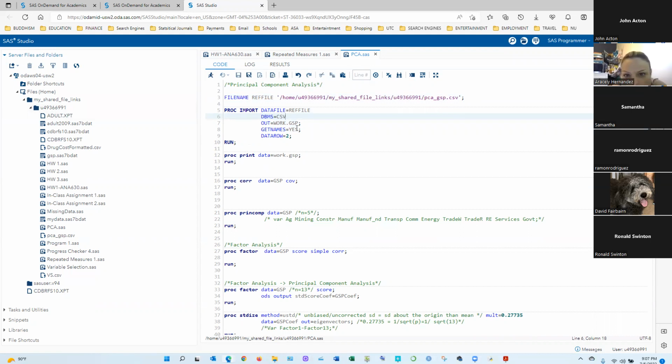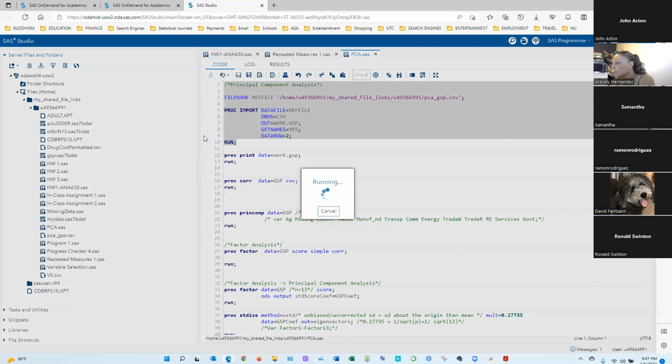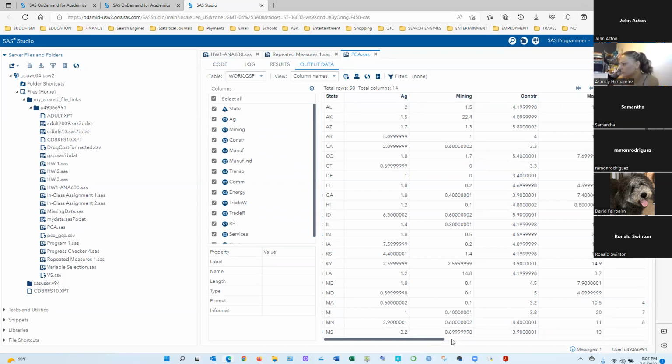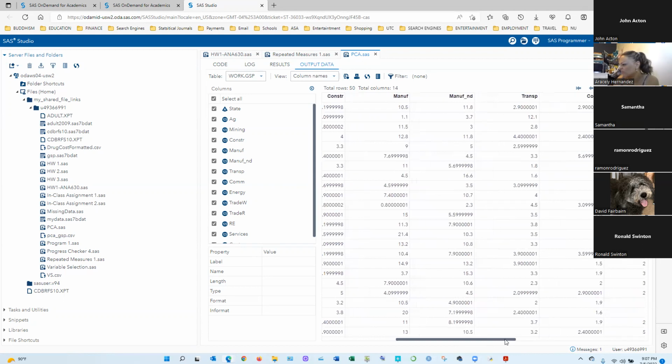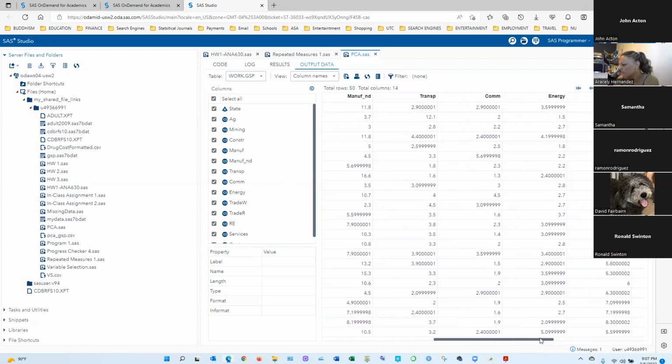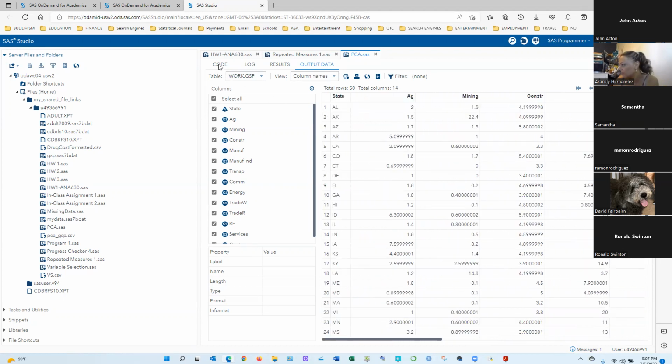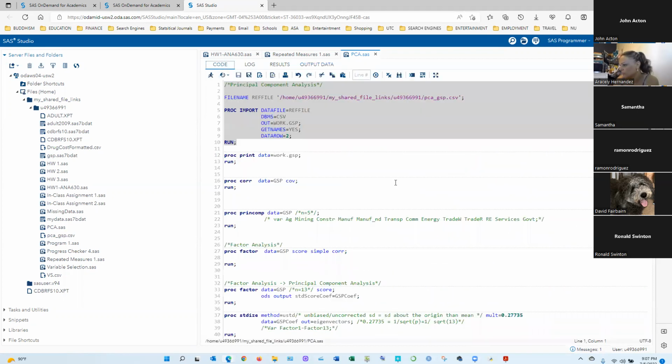So I call this one GSP, gross state product. Real quick, I'm going to show this. See how they get the income for their state: agriculture, mining, construction, manufacturing, transportation, communication, energy, that kind of data set. We can go to the data later, but I'm trying to show you this.